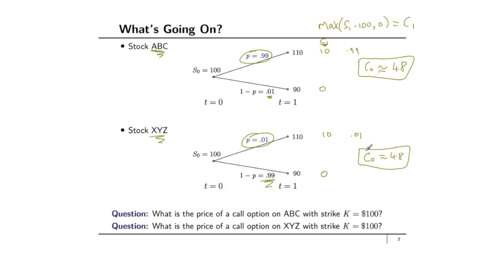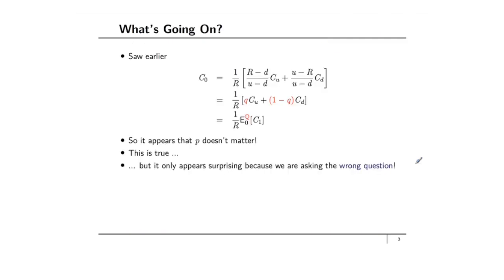And a lot of people get upset with this idea. They feel something is wrong with the theory when you can have a situation where 10 with probability 0.99 is worth $4.8, but also 10 with probability 0.01 is worth $4.8. And so it seems like there's some sort of contradiction or something strange going on here. And we're going to resolve that issue by reminding ourselves, first of all, of our one-period theory.